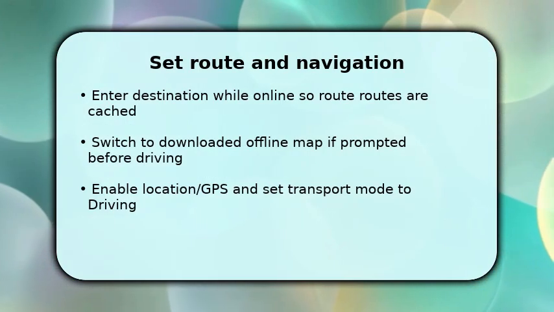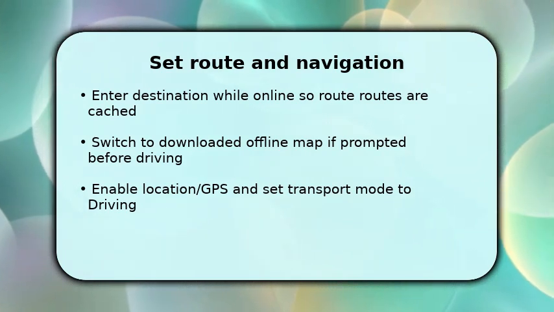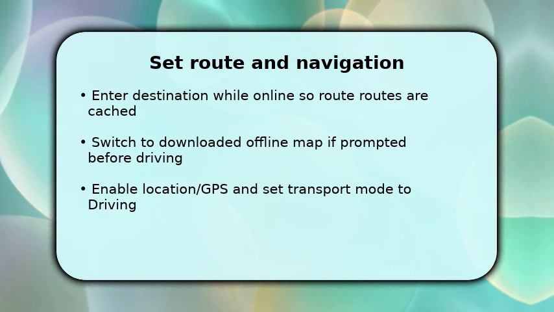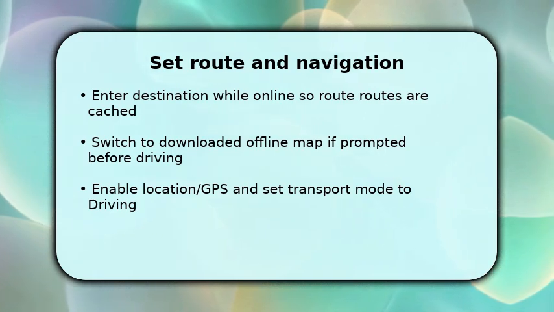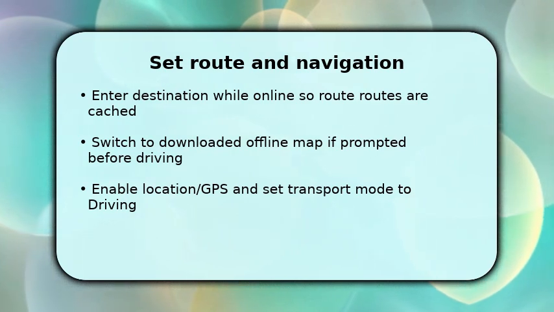With the offline map saved, enter your destination while you still have a connection so Google caches routing options and traffic snapshots. Once the route is planned, Maps will use downloaded data for turn-by-turn navigation. Make sure the app shows the offline map name.